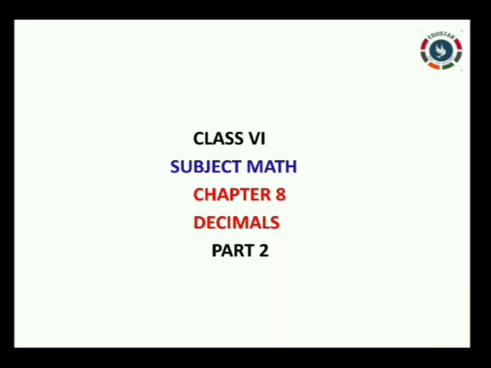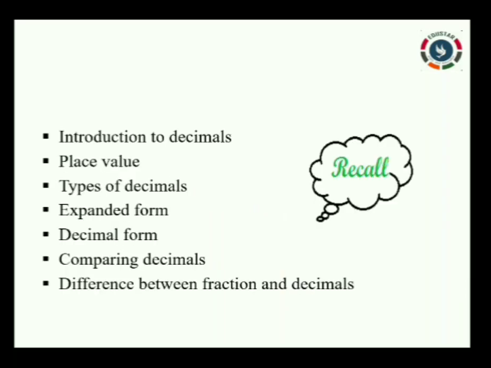Shall we recall it now? First one is decimals. What is meant by decimals? Decimals are another representation of part of a whole. A decimal has two parts, the whole part and the decimal part. Next topic is place value. The whole part has place values ones, tens, hundreds, thousands and so on. Likewise, the decimal part also has place values: tenths, hundredths, thousandths and so on.